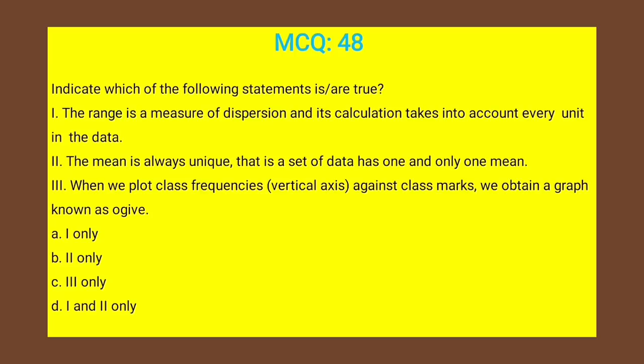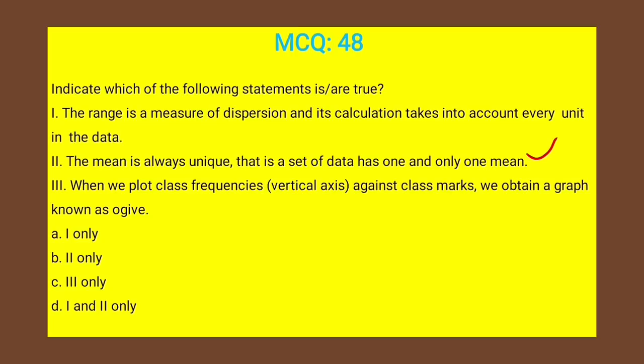Then II, the mean is always unique. That is, a set of data has one and only one mean, and this is true because for any set of data you're going to get only one mean, and the mean always takes into account all the elements in the data set. So II is true, so you have that one.